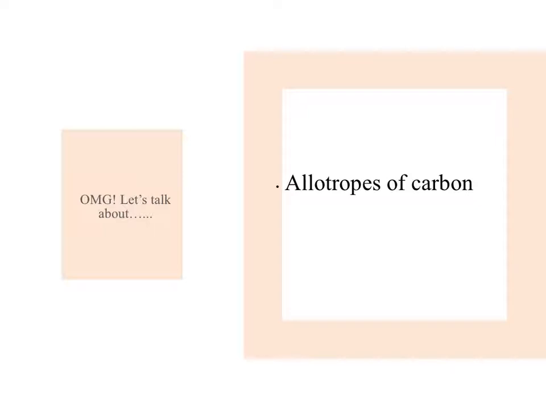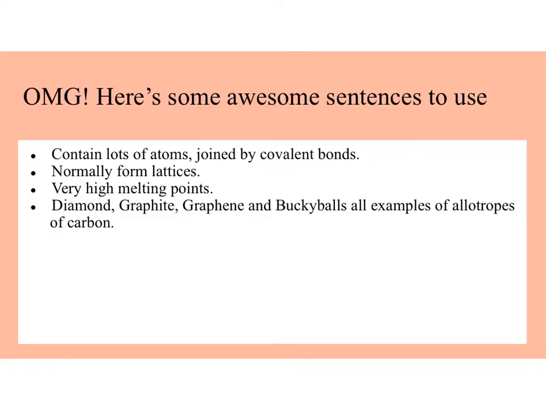The other thing that you need to know about is the allotropes of carbon. Allotropes of carbon are different forms of carbon that contain lots of atoms joined by a covalent bond. It's always carbon, so it's carbon bonded over and over again. They normally form lattices. These have very high melting and boiling points because they bond covalently over and over again. So if you've got loads of covalent bonds, you're going to have a higher melting point than just one covalent bond. Diamond, graphene, and buckyballs are all examples of allotropes of carbon.